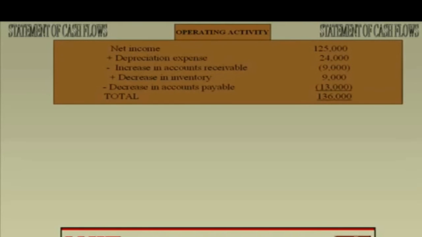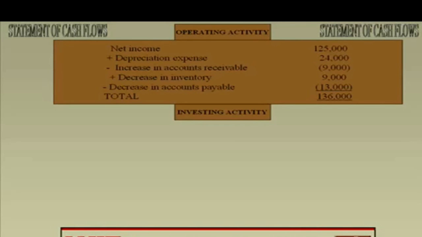Are you done? There you go. Look at this for 1 second. Total of the operating activity was 136. Investing activity was 35,000 negative. Financing activity was 60,000 negative. So what's the total cash generated? Plus 136, minus 35, minus 60, which gives you 41.